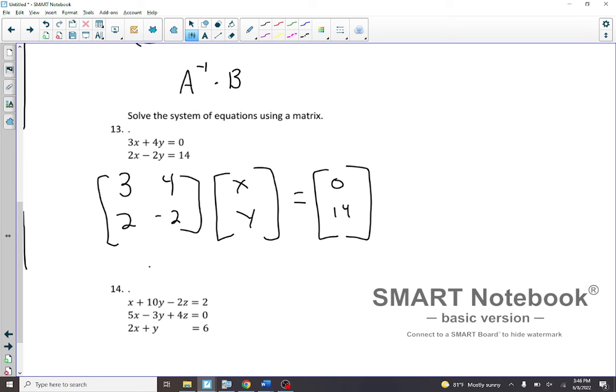So in this case, A is here. We need to move it over here because I want to find the variable matrix, which sometimes we call capital X, and this is b. So again, I need to do a negative 1 times b, which means I got to plug this in the calculator. 3, 4, 2, negative 2.